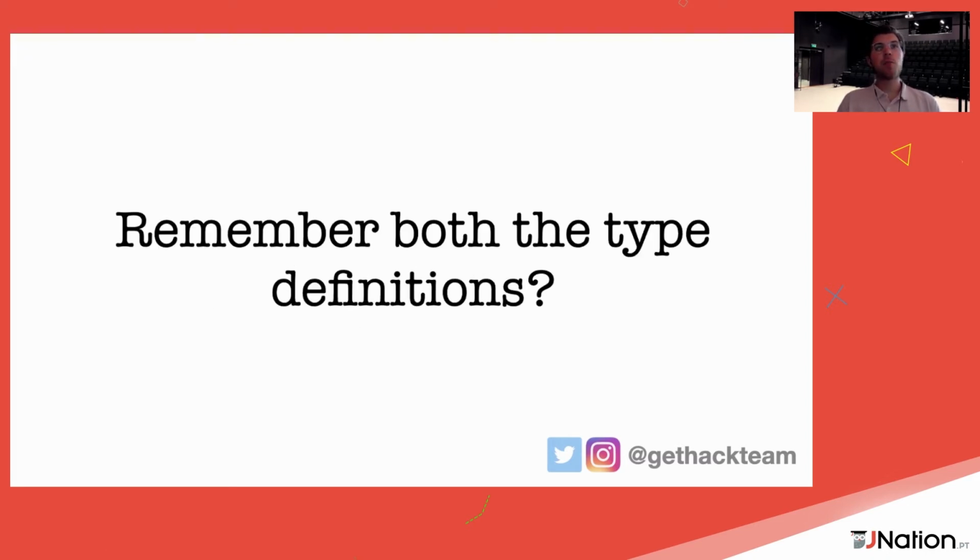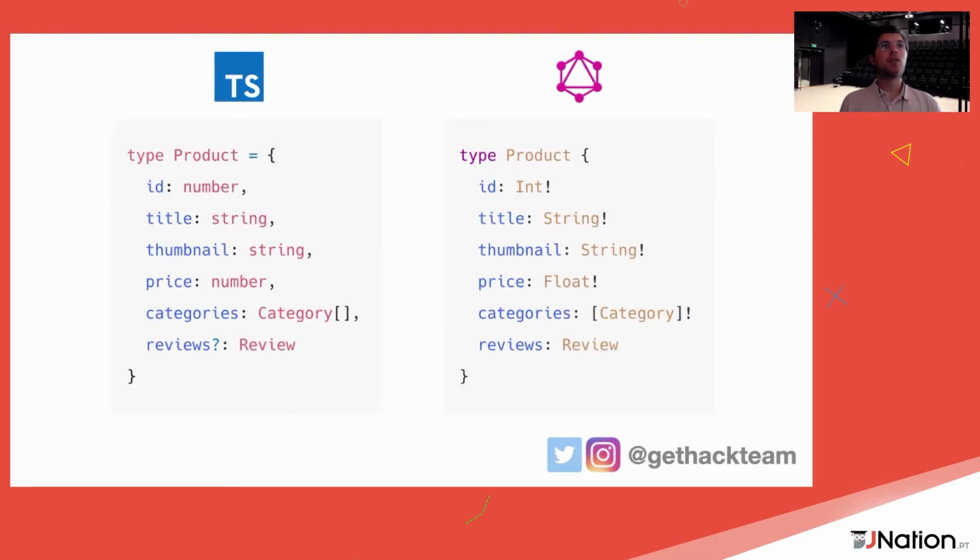Do you still remember the above type definitions? Let's have a quick look again. We have a type for product, which has all those fields. We have types defined for those fields, and we also have relationships. And for GraphQL, we have the exact same thing, right?